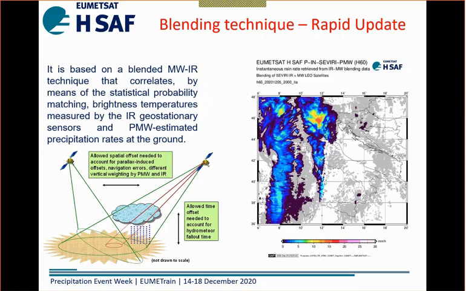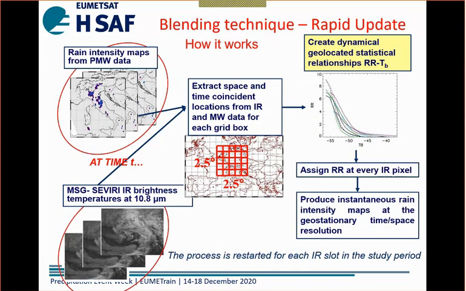So, how does it work? As a new microwave swath is available, the microwave-derived pixels are paired in time and space with the coincident geostationary 10.8 micron channel. The coincident data are subsequently located in a geographical latitude-longitude grid, 2.5 by 2.5 degrees, and for each box the histogram between the infrared brightness temperature and the corresponding microwave rain rates is built.